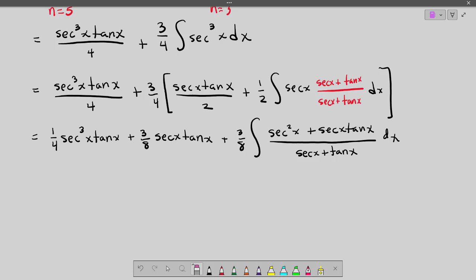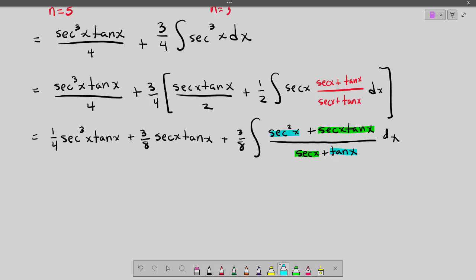Is that in log form? What is the derivative of secant? Sec tan, right there. There's its derivative. What is the derivative of tangent? Secant squared. Yeah, secant squared. So now it's in log form.